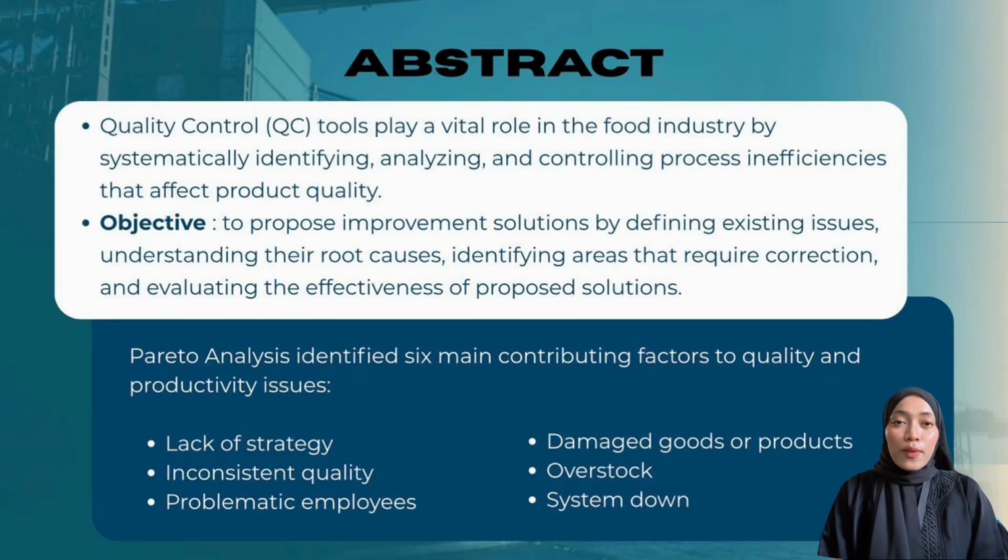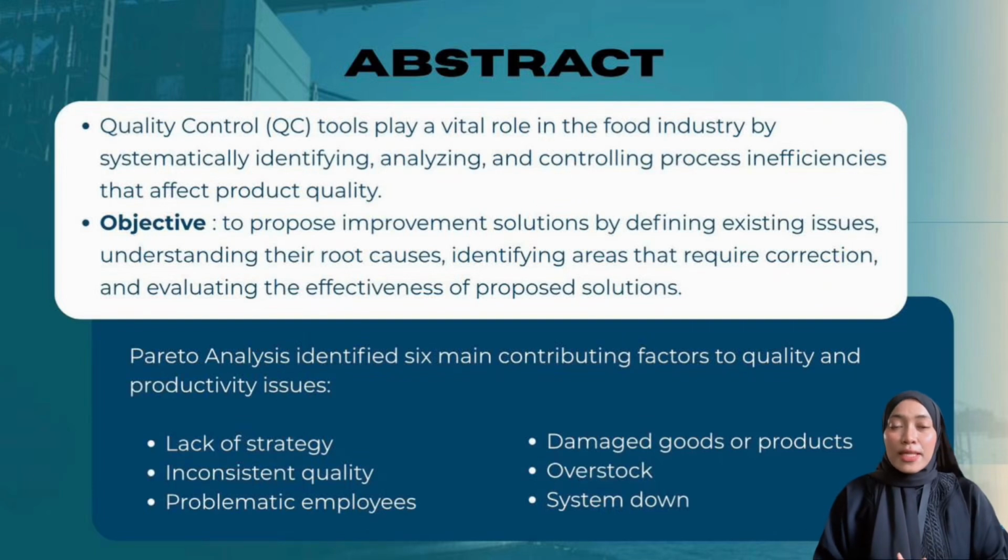About our case study, which is the application of QC tools and management tools in improving food industry productivity. So we are starting off with what QC tools are. QC tools are quality control tools that are important in the food industry as they systematically identify, analyze, and control process inefficiencies that affect product and quality. Their applications help businesses make decisions, eliminate defects and waste, and adhere to strict food regulations.